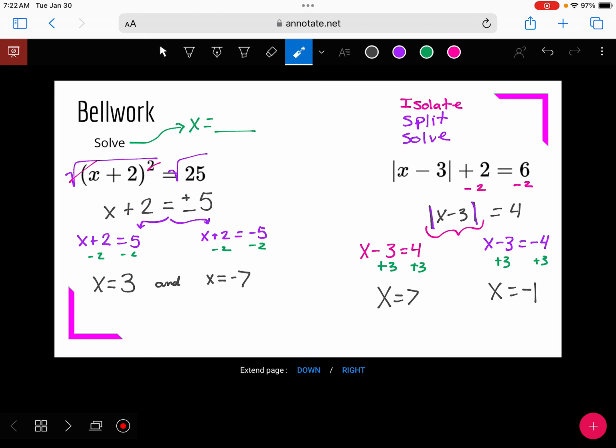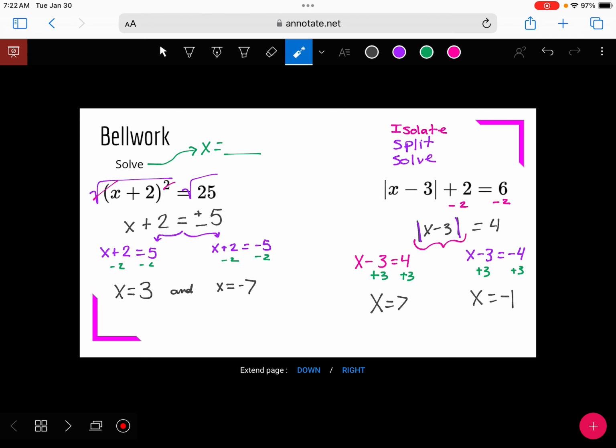Same thing over here. We could substitute in 3. 3 plus 2 is 5. 5 squared is 25. Negative 7 plus 2 is negative 5 squared gives us 25. So you can plug them back in and test them. Okay?